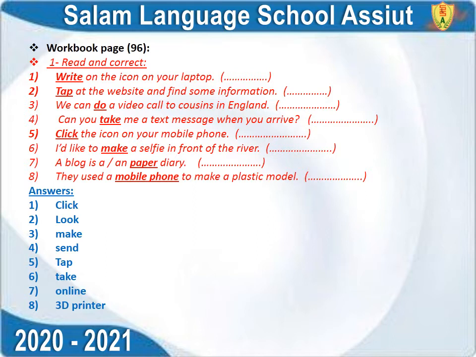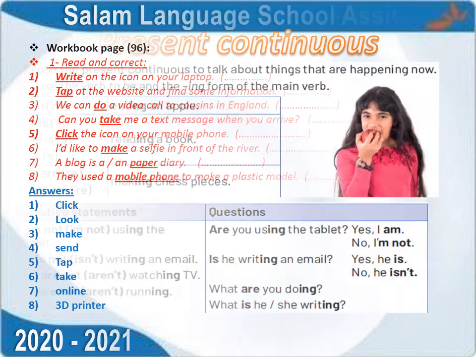Number 6. I'd like to make a selfie in front of the river. The correct answer here is I'd like to take a selfie. Number 7. A blog is a or an paper diary. The correct answer here is a blog is a or an online diary. Number 8. They use a mobile phone to make a plastic model. The correct answer here is they used a 3D printer to make a plastic model.